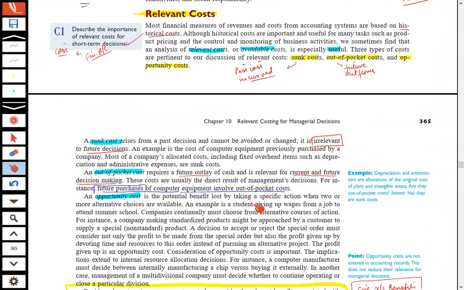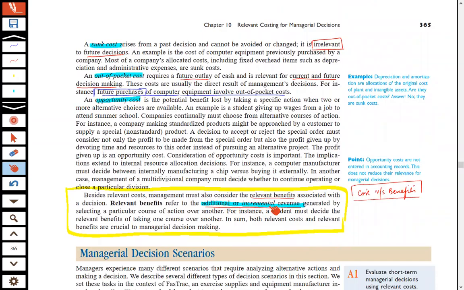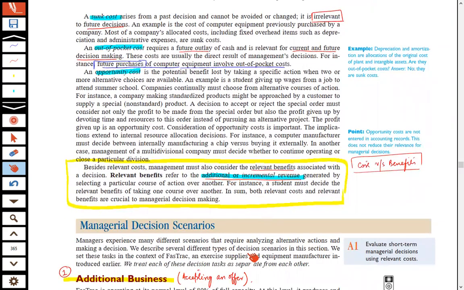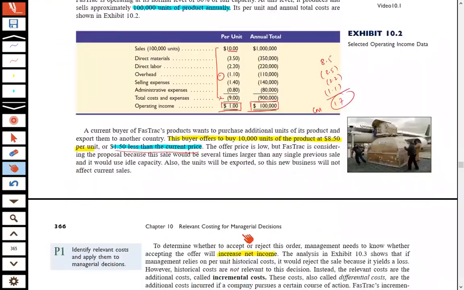Incremental costs and benefits, additional or incremental revenues. So revenues or income would be what? Income would be revenues minus cost. And this is what? Additional or incremental analysis. Clear with this?